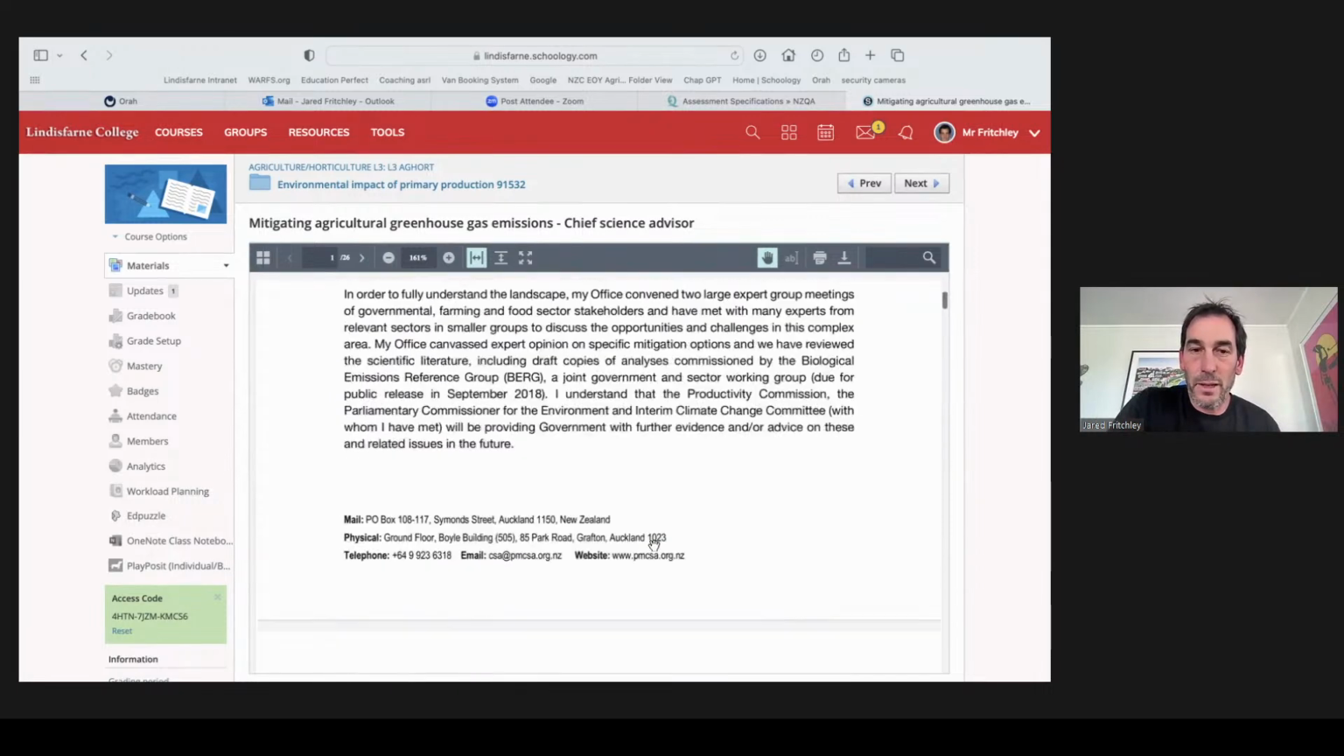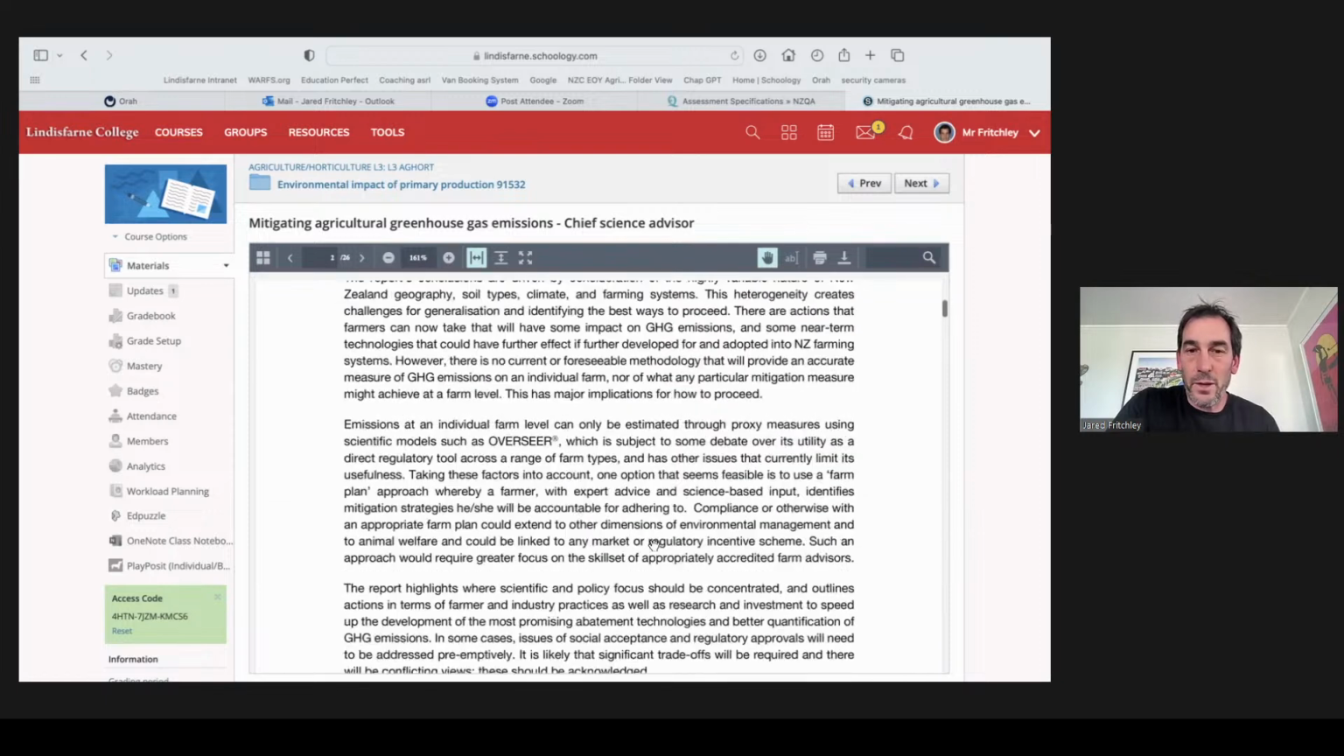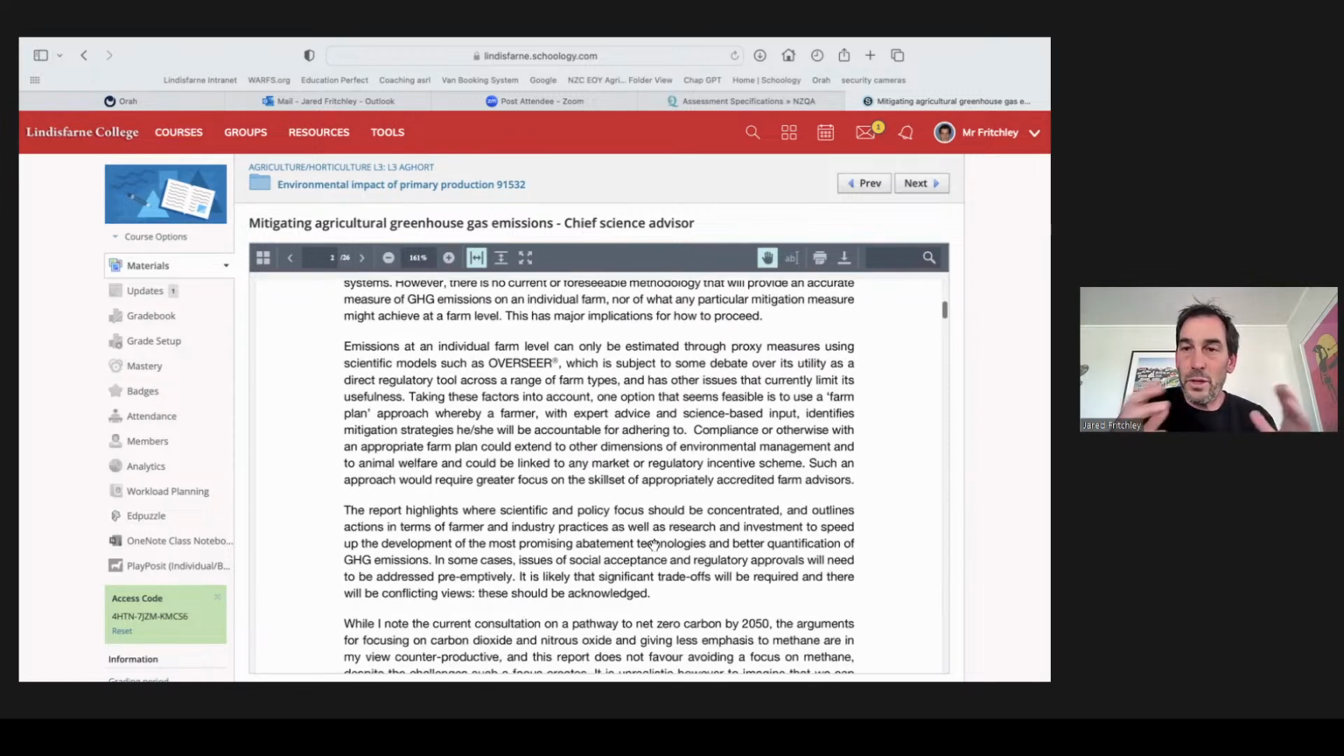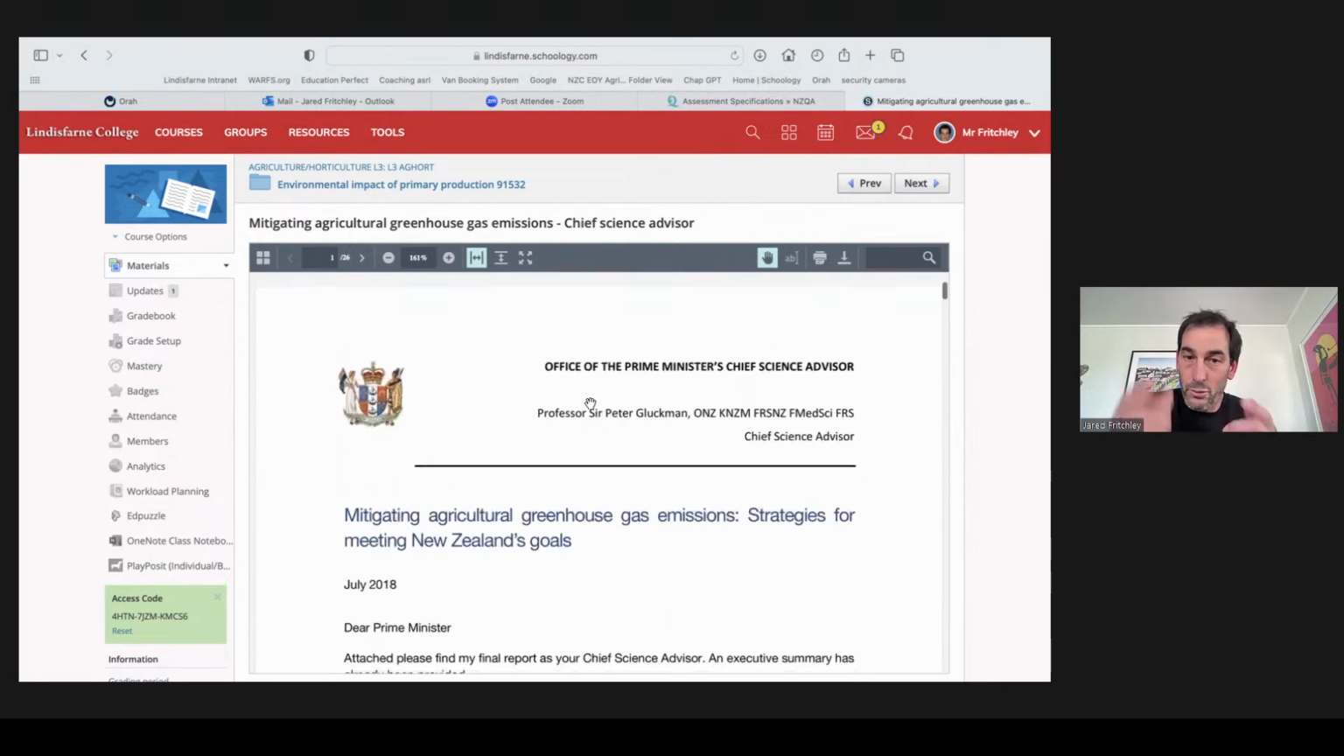but there's some really, really good learning by doing some reading, and you can pull little gems out as you go through. So Peter Gluckman again talks here about the issue that New Zealand has, being very reliant on primary production, lots of greenhouse gases produced from it, but still having to find a way to reduce our emissions because this is the reality of the world that we live in. So that's a really, really good article to look into. Mitigating agricultural greenhouse gas emissions, strategies for meeting New Zealand's goals, 2018. So we're talking that little five-year period, remember.